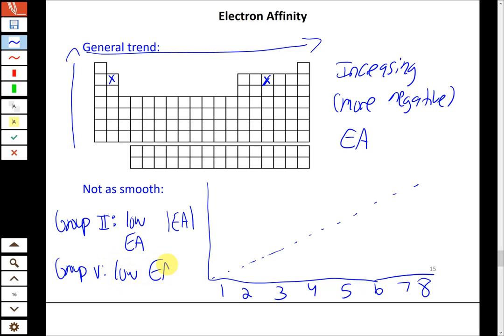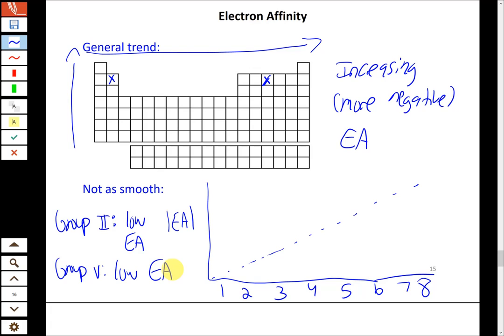So you just have to remember that those breaks in the trend occur in the same spot for both ionization energy and electron affinity, both at group 2 and group 5, but it's opposites. So group 2 and group 5 have high ionization energy and they have low electron affinity. They don't want to change the number of electrons that they have.